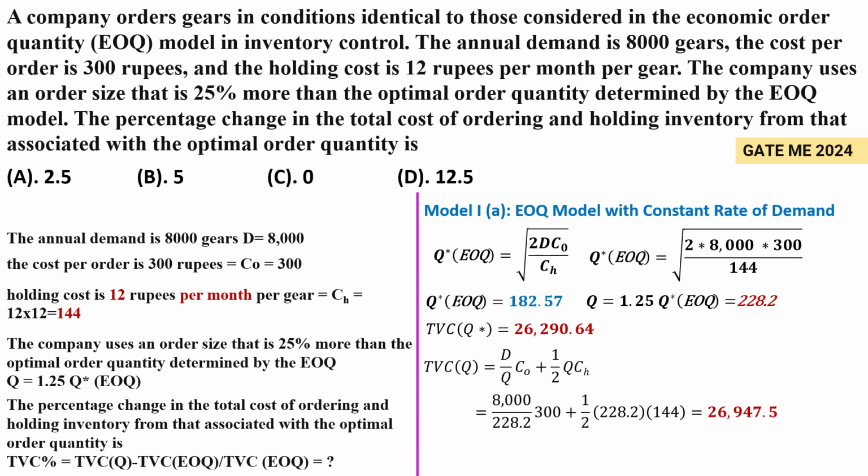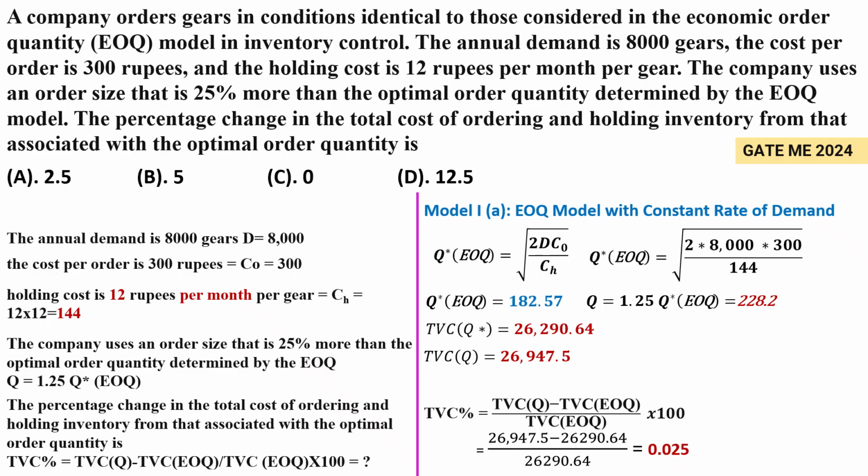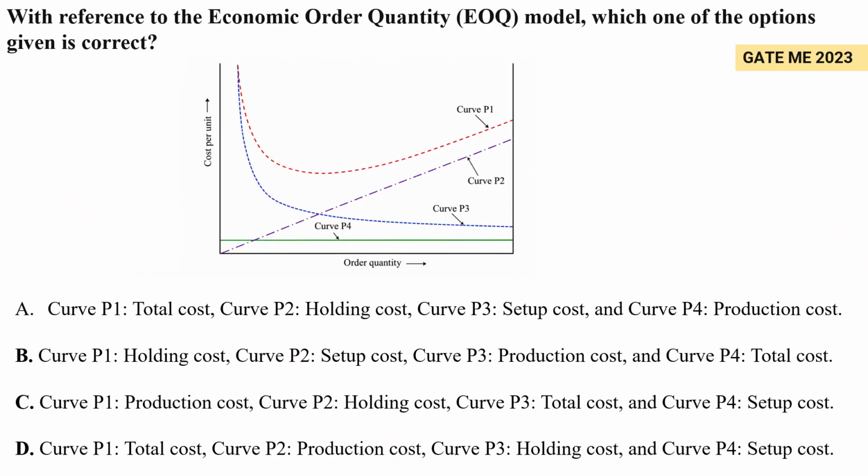Then we determine the total variable cost at the Q quantity. So here total variable cost will become 26,947.5. Next we determine the percentage change of the total variable cost, which equals 26,947.5 minus 26,290.64 divided by 26,290.64, which equals 0.025. So into 100, this value is 2.5. So option A is the correct answer. Let's see the next question.